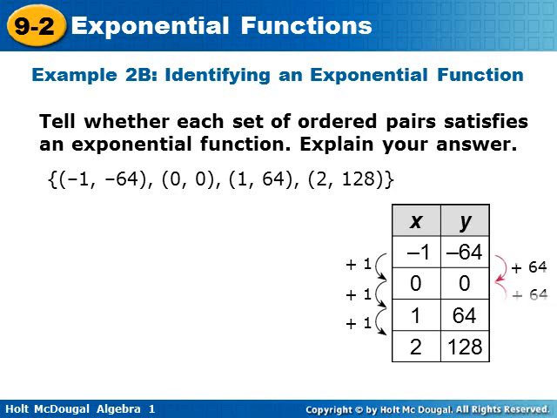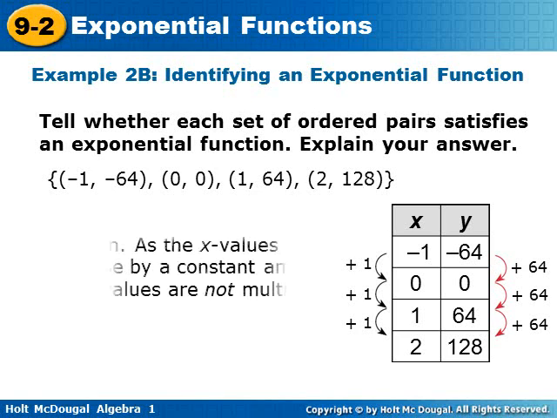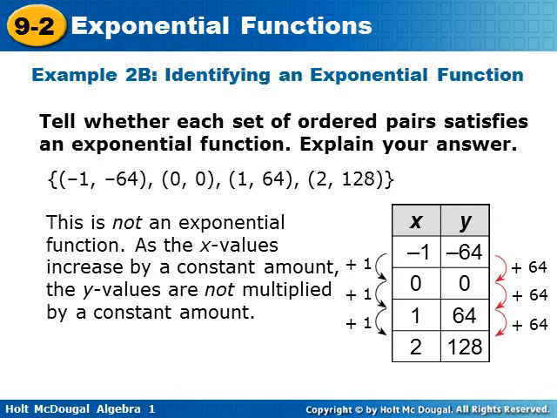It's increasing by 1 each time. And then we need to check for a constant ratio. It's adding 64 each time, but we needed it to be multiplying. So this is not an exponential function, as the x values increase by a constant amount, but the y values are not multiplied by a constant amount.